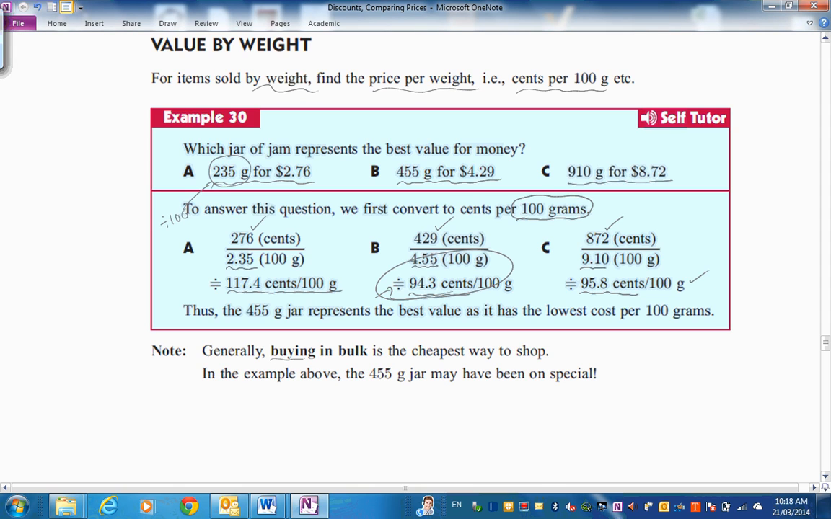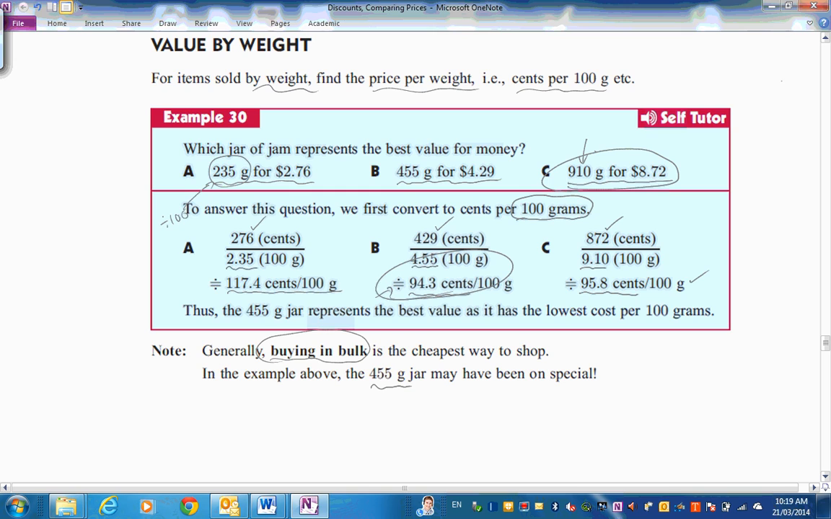Generally, buying in bulk is the best way to shop. But the 455 gram jar may have been on special, or they might have said this is on special but trying to trick you. In fact, it was marginally more, even though you're buying twice as much, it should be cheaper.